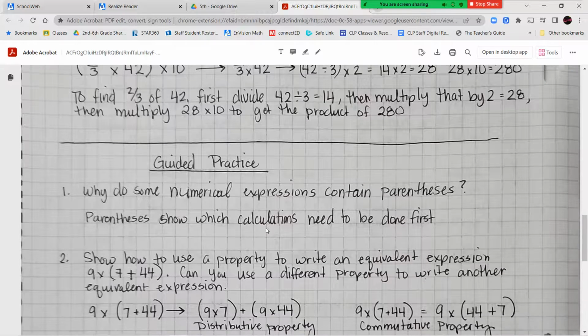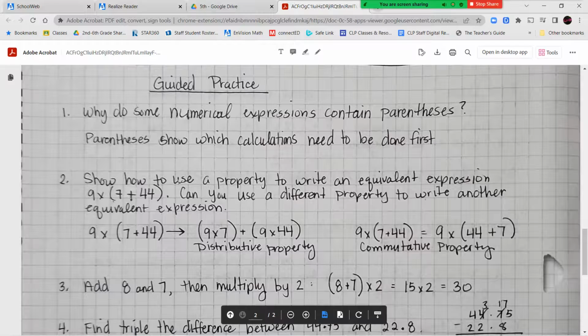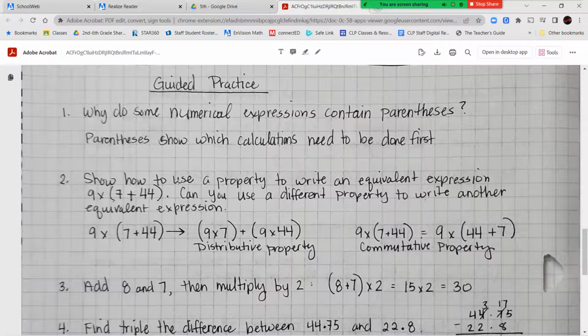All right, next let's take a look at our guided practice. Number 1 says, why do some numerical expressions contain parentheses? Now, parentheses show us which calculations we need to do first. It helps us to organize our information.